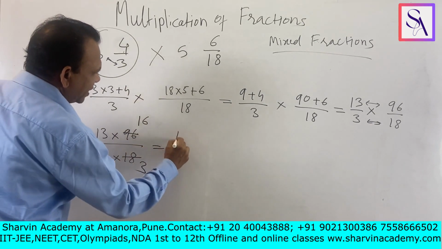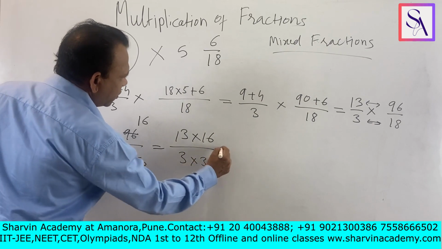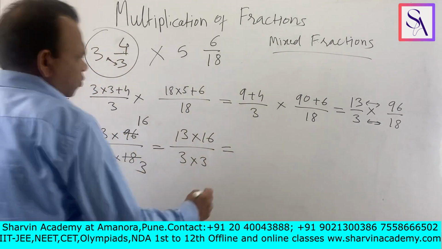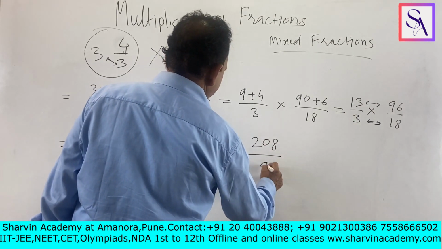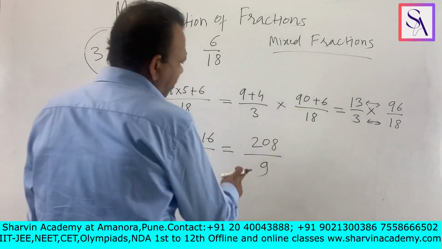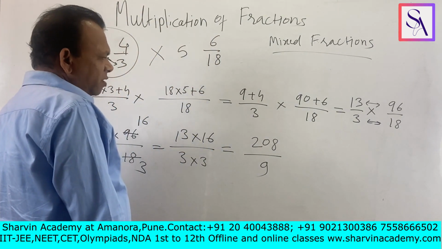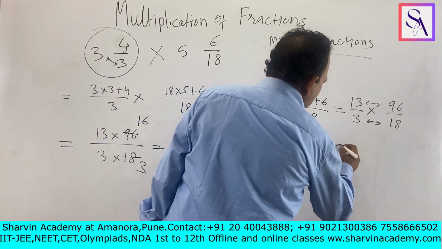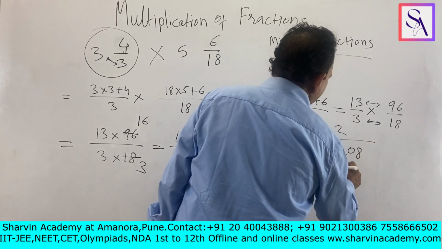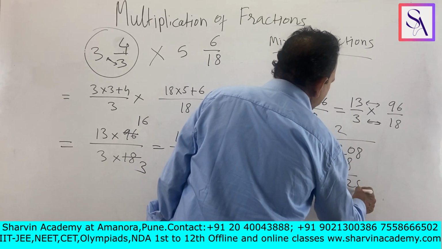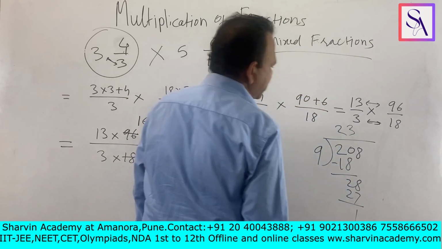So directly 13 into 16 and 3 into 3. 13 into 16 is 208 and 3 into 3 is 9. And if I convert this improper fraction into a mixed fraction, how to do that? 208 divided by 9: 9 2s are 18, 2 balance 8, 9 3s are 27, 1 balance.